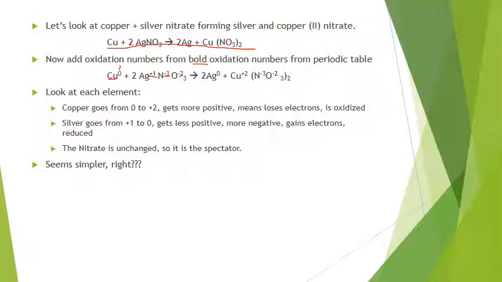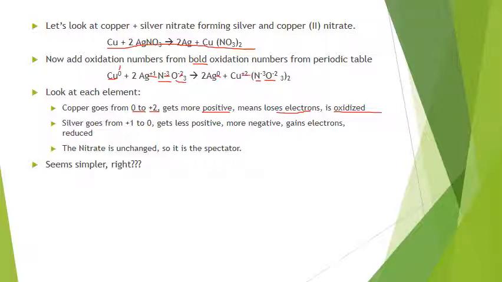And then we go over here again, silver is all by itself, 0. Copper is +2, that's the bold. And then nitrogen and oxygen are -3 and -2. So now if you look, the copper goes from 0 to +2. It means it gets more positive. That means it's lost electrons, lost negatives. And so it's oxidized. And silver goes from +1 to 0, so it gets less positive, more negative, and gains electrons. The nitrogen and oxygen don't change. And we'll talk about this later down the road.